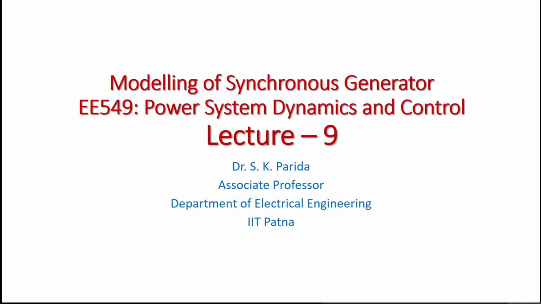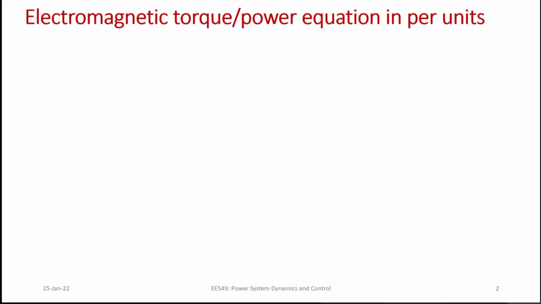Okay, so welcome to the lectures of our System Dynamics and Control course. In the last lecture we discussed the derivation of per unit equations. We derived the voltage equations and also the electromagnetic torque in per unit. Today we'll see how to derive the per unit flux linkage equations. Then finally we'll see all the algebraic and differential equations in per unit. Okay, let us go ahead.